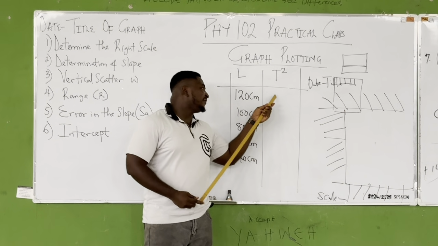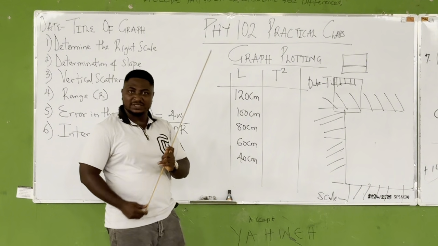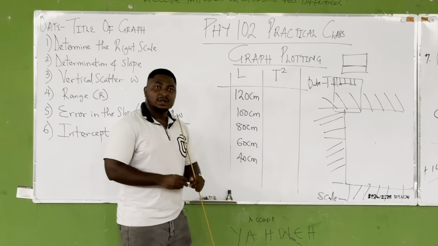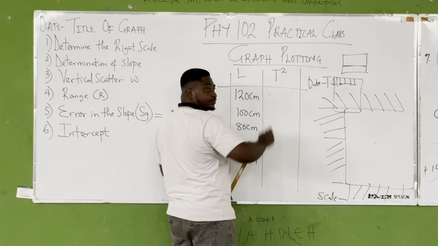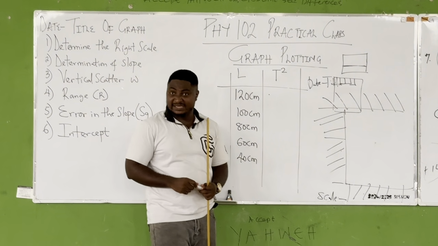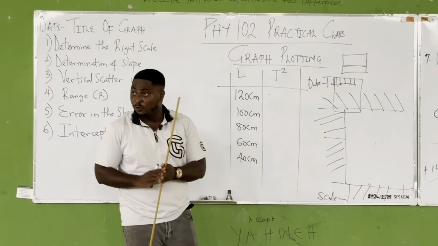Give me table 1. What are the values for T square in table 1? I gave you last week. Okay, for 120 centimeter, table 1, what do you have there? Quickly, for last week, yes, table 1. We have table 1, table 2, table 3, and table 4.